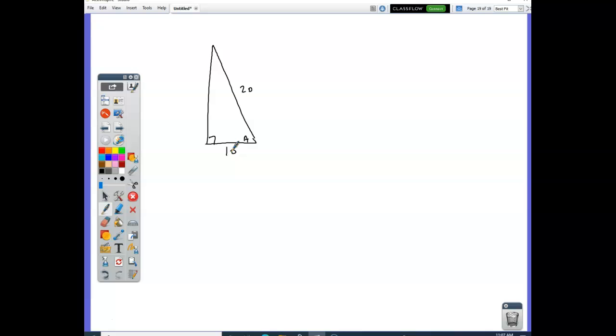I want to find the sine of angle A. First thing I need is to figure out which side of the triangle I'm talking about. That's opposite. That's adjacent. That's the opposite, right? Hypotenuse and adjacent. So sine is opposite over hypotenuse, but I don't know what the opposite is.